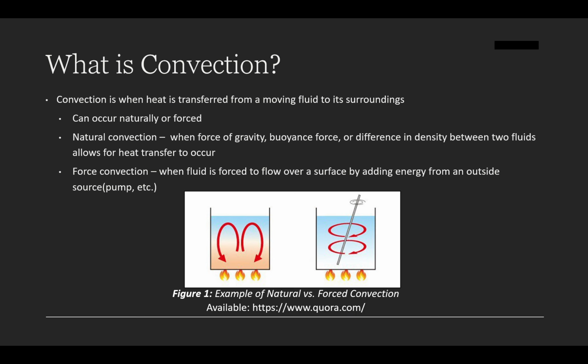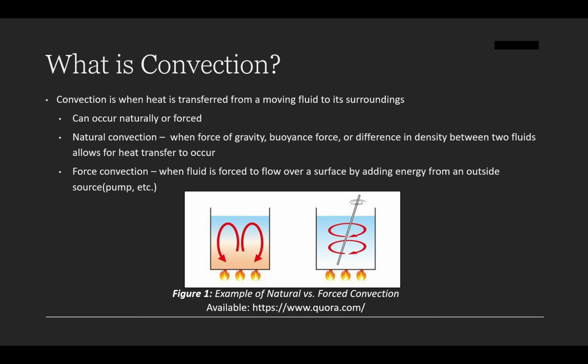Convection amongst a fluid can take place naturally or can be forced through momentum transport. Natural convection occurs when the buoyant force, the force of gravity or the difference in density between fluids causes heat transfer to occur. Forced convection is when the fluid is forced to flow over a surface by using a pump or other equipment. Figure 1 shows an example of natural versus forced convection.